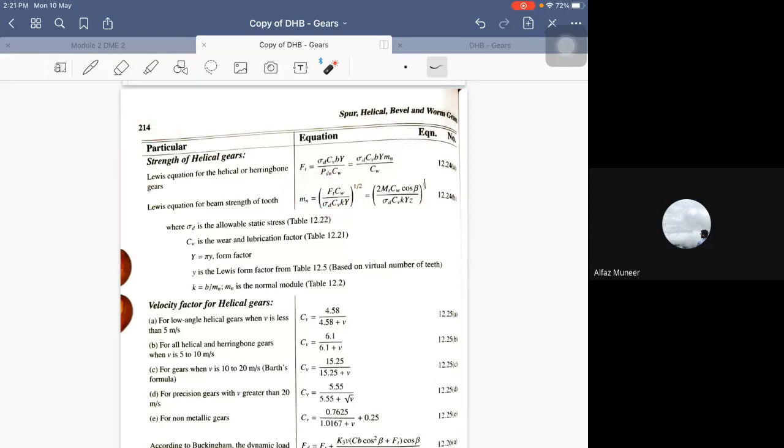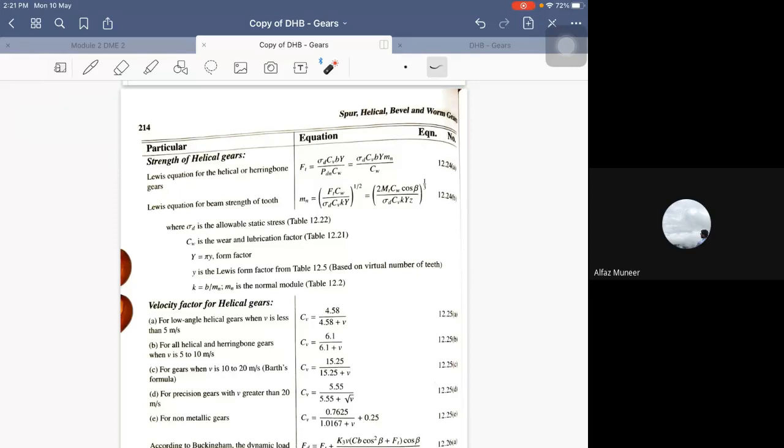Here it is not just m; it has the suffix n. We call it the module normal, or normal module. So you have all the parameters which need to be calculated here. Sigma D is your allowable stress. CW is your wear and lubrication factor; we will see from where you can get this, Table number 12.21. Capital Y is pi times y, where y is the Lewis form factor. Table number 12.5 you can take, or else you have an equation for that. K is b by m, which is nothing but the width to module ratio.